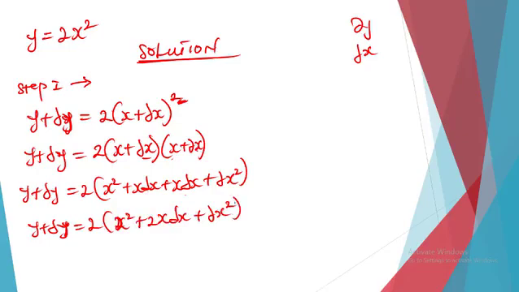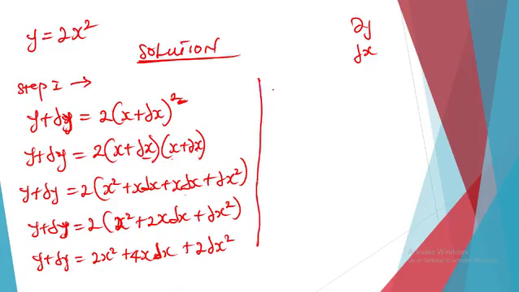Opening this bracket, we have y plus dy to be equal to 2 times x squared will give us 2x squared. 2 times 2x dx will give us 4x dx, and 2 times dx squared will give us 2 dx squared. As step 1 is satisfied, then we'll go over to step 2.